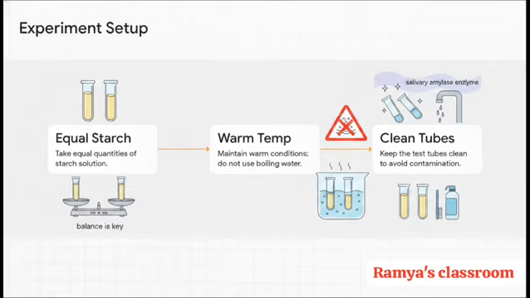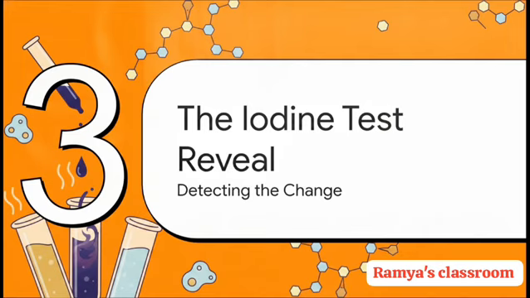Of course, to maintain a perfectly valid experimental environment, we've got to follow some exact procedural rules. First off, we take equal quantities of our starch solution in both test tubes. Balance is key here. Second, we have to maintain warm conditions, so we'd usually use a gentle water bath. But notice the strict warning on this one. Do not use boiling water. That would ruin the enzymes. And finally, we absolutely must keep those test tubes perfectly clean to avoid any outside contamination that could mess up our data. Let's move on and see how this builds.